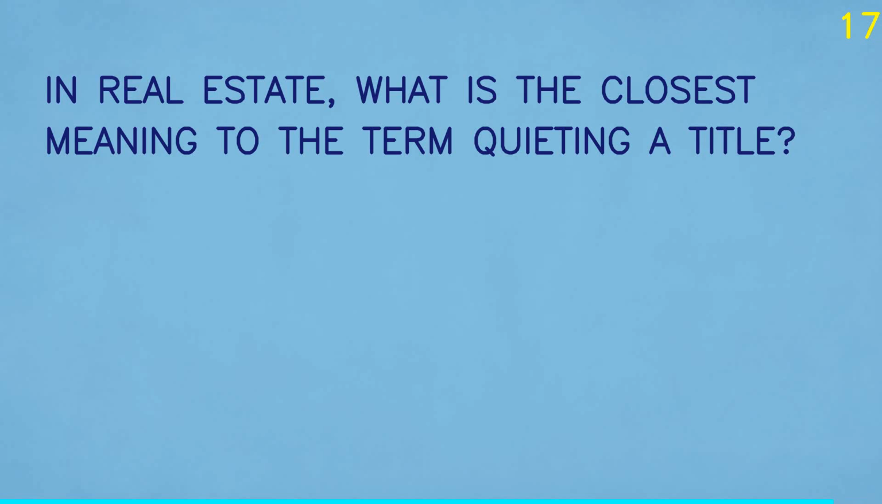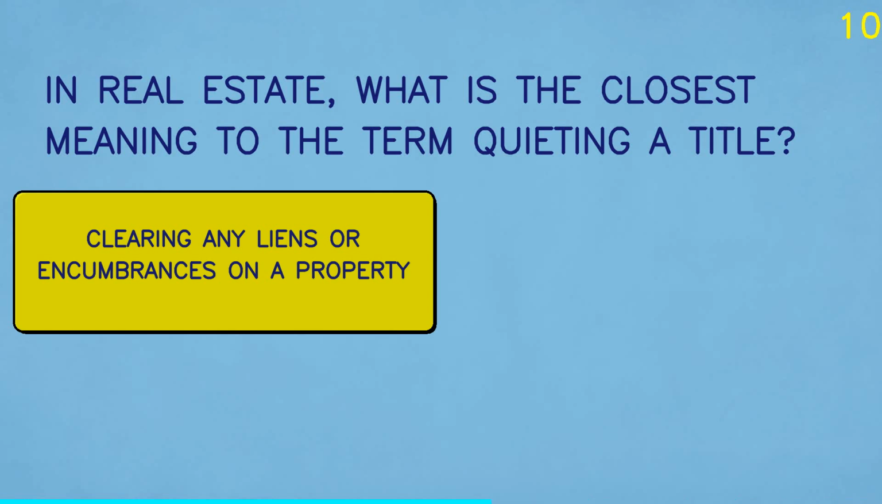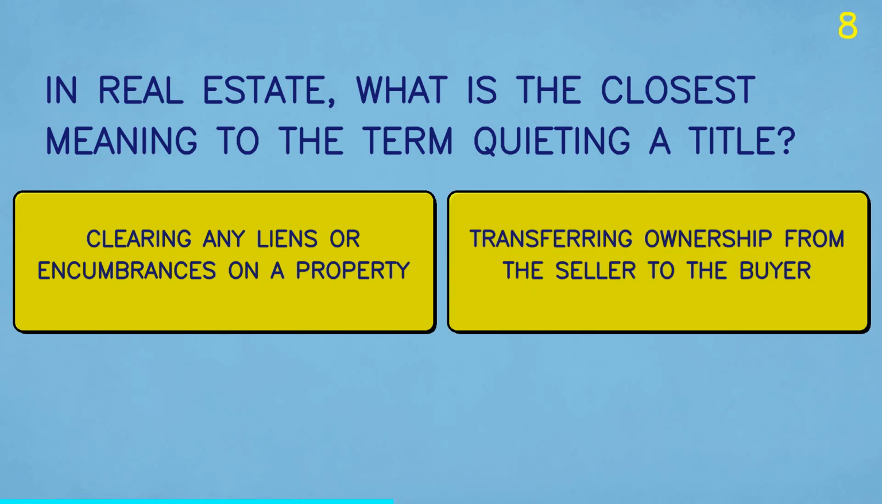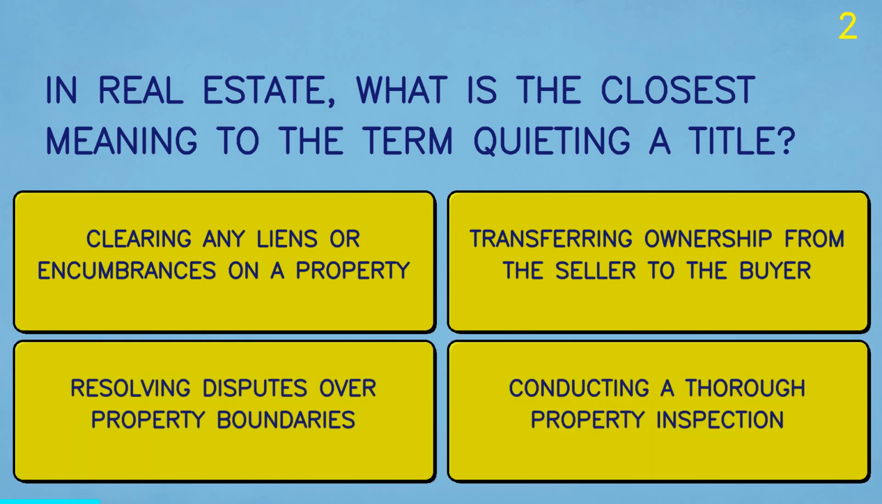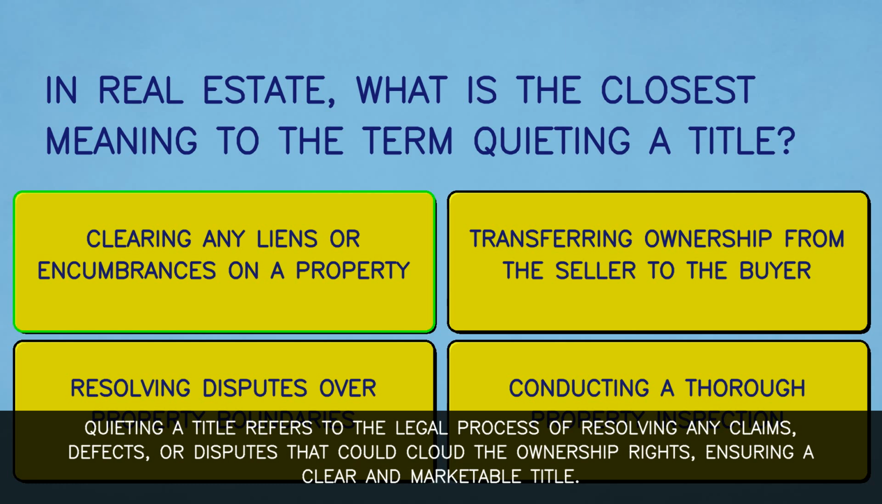Question 5. In real estate, what is the closest meaning to the term quieting a title? A. Clearing any liens or encumbrances on a property. B. Transferring ownership from the seller to the buyer. C. Resolving disputes over property boundaries. D. Conducting a thorough property inspection. The correct answer is clearing any liens or encumbrances on a property. Quieting a title refers to the legal process of resolving any claims, defects, or disputes that could cloud the ownership rights, ensuring a clear and marketable title.